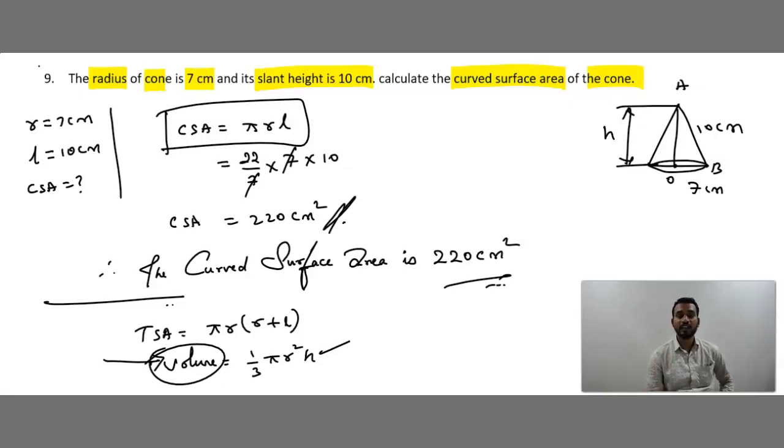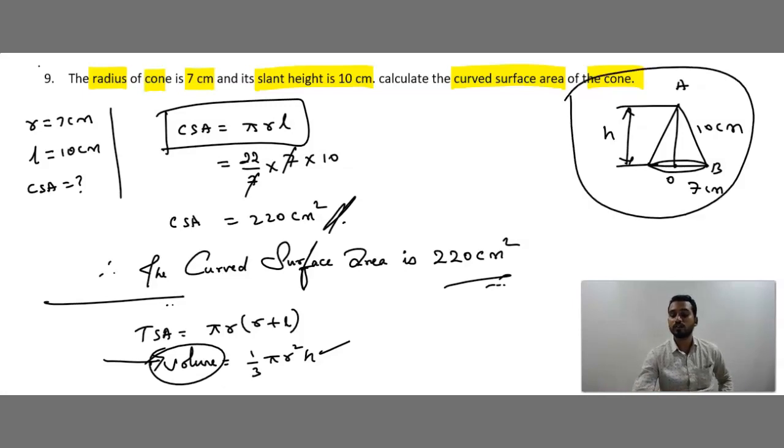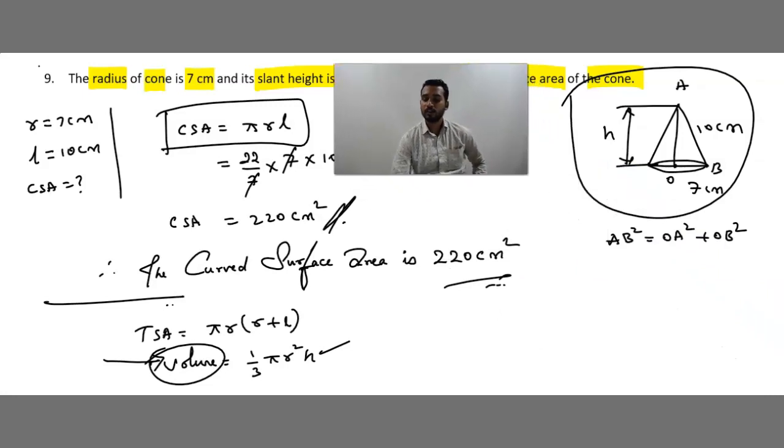In case same data they have given, data is same, radius is 7, slant height is 10 and they are asking you to find h. So what you should do, you should apply Pythagoras. Example, AB square is equal to OA square plus OB square. Pythagoras. Can you remember? Yeah. We are using Pythagoras theorem. Square on the hypotenuse is equal to sum of the squares on the other two sides. Hypotenuse is AB, its square is equal to OA square plus OB square.